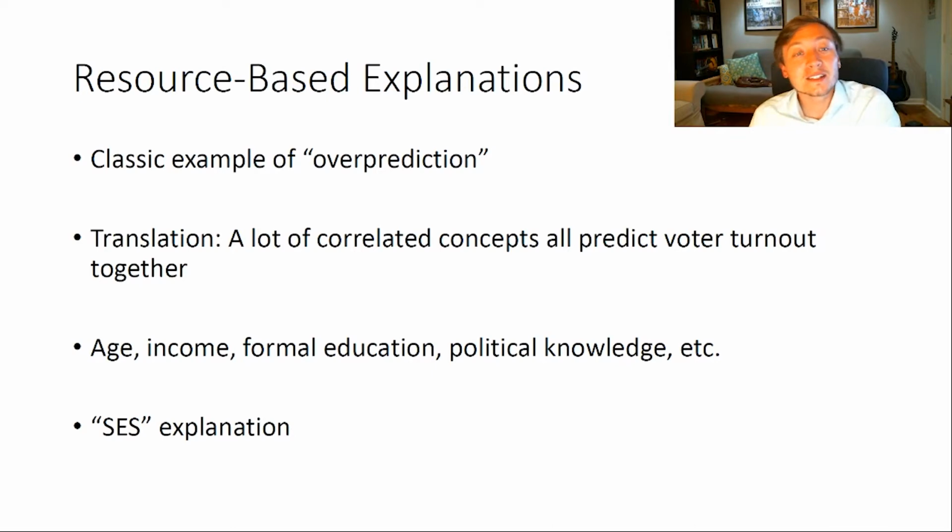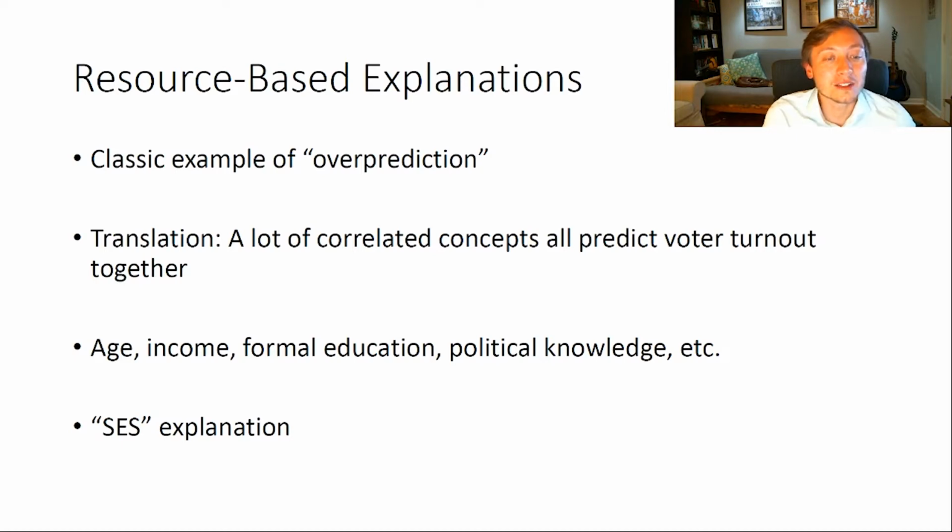Anyway, getting into these different explanations for voter turnout, I think the foundational literature, and one of the reasons why I assigned this Verba Brady Schlossman book chapter, is that it kind of gets into some of that, or what are known as resource-based explanations. And I have here on the slide that this kind of literature is what we might call a classic example of over-prediction.